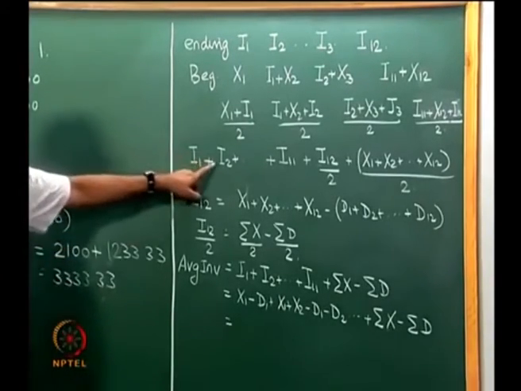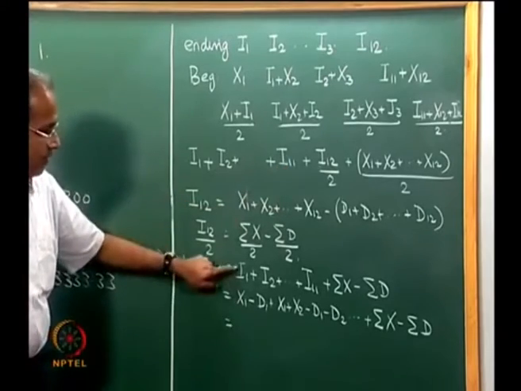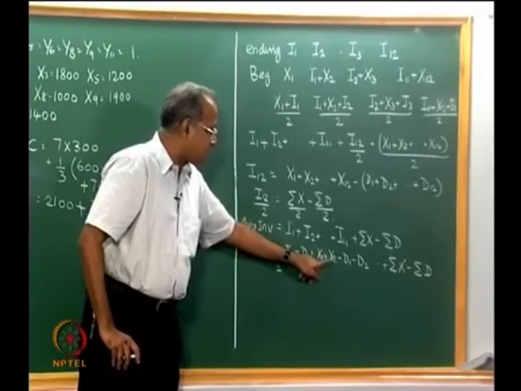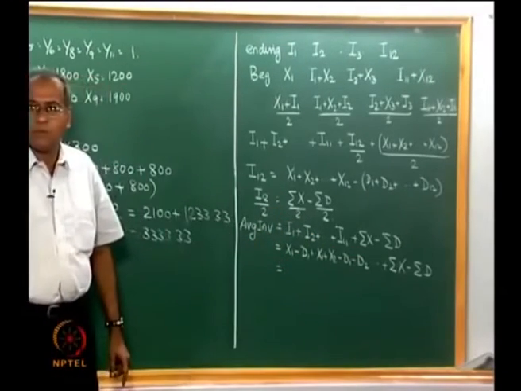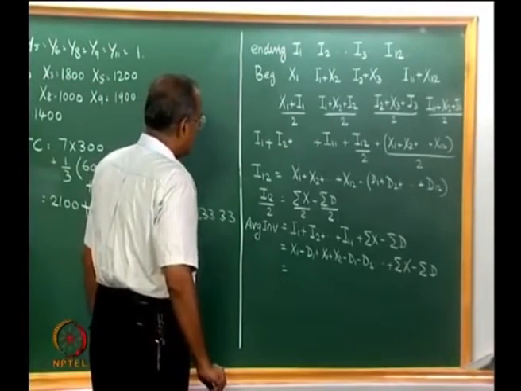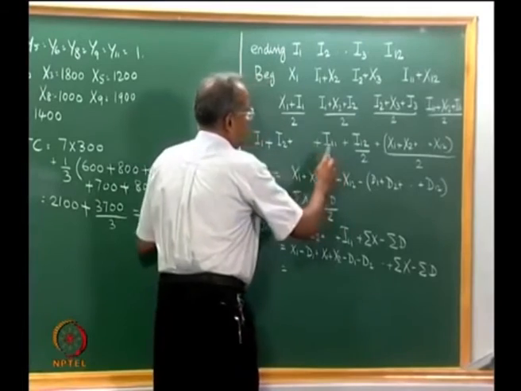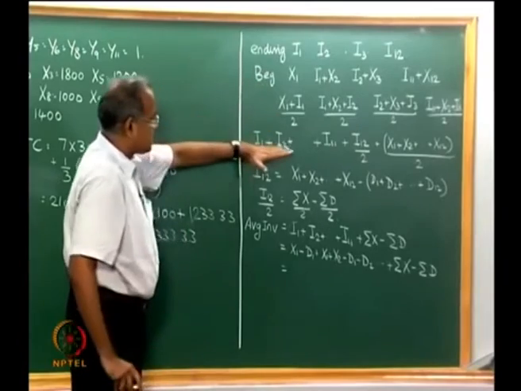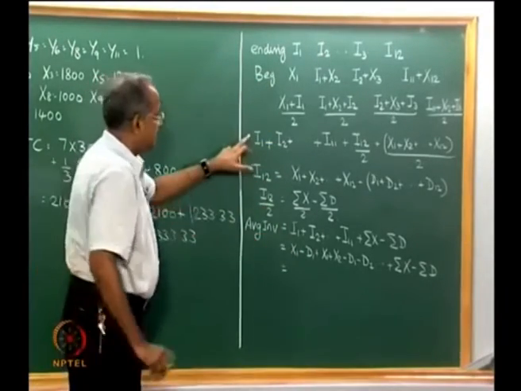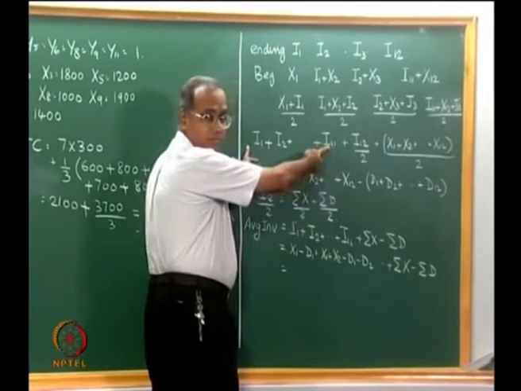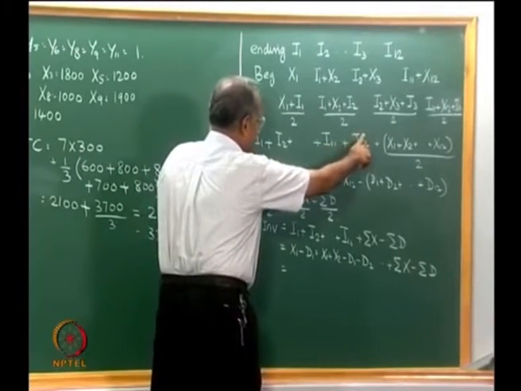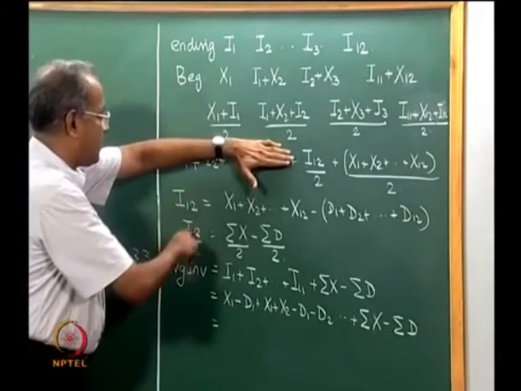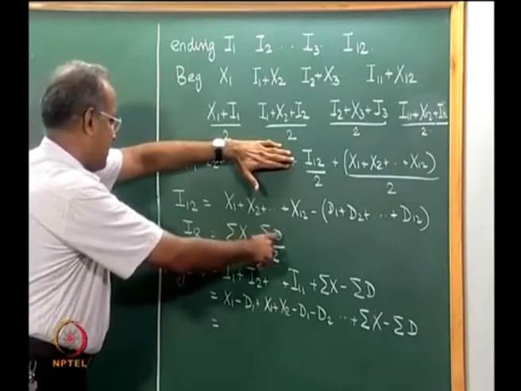You get I1 plus I2 up to I11, which is what I am writing. I1 is x1 minus d1, I2 is x1 plus x2 minus d1 minus d2. The total inventory is this term that I am writing here. Now, this term is I1 plus I2 up to I11 plus I12 by 2. Now, this portion I12 by 2 is written as this.